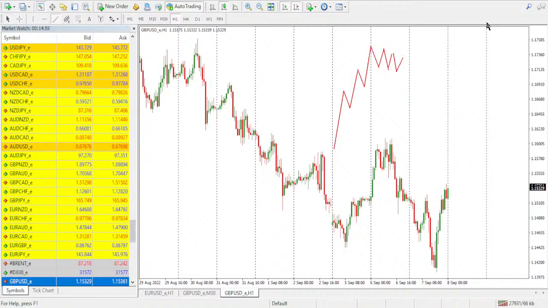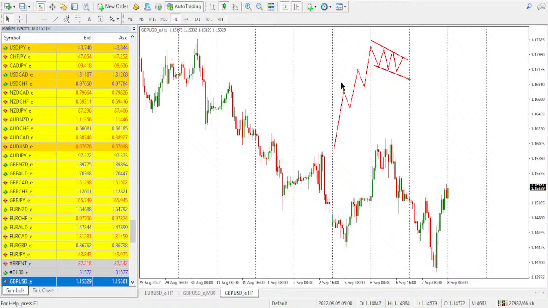So you draw a line touching the line at the top like that, and then you draw another line touching the line at the bottom like this. Then these two lines here mean that this is what is known as a flag. So it's a pattern which forms within an active trend.